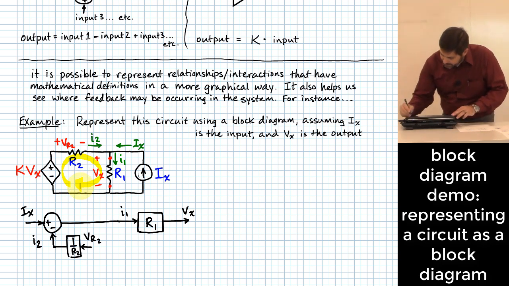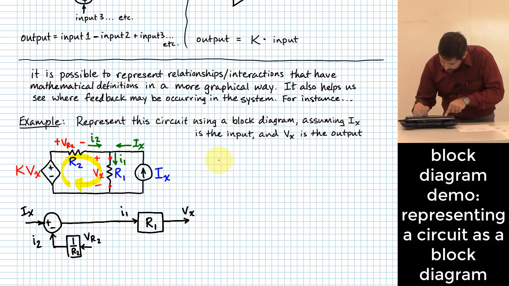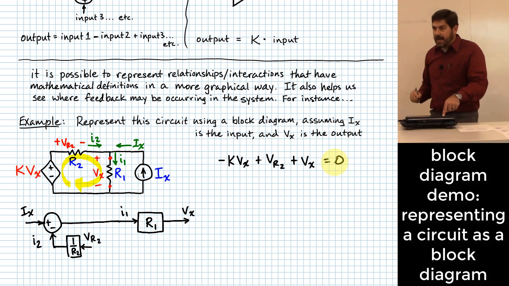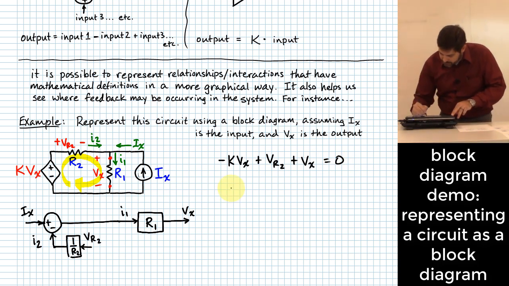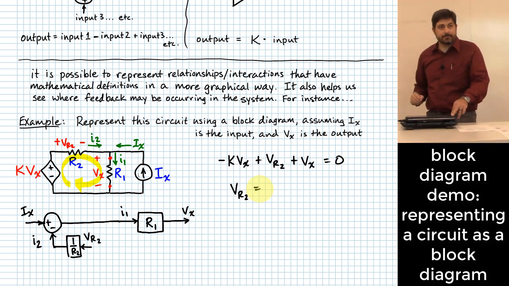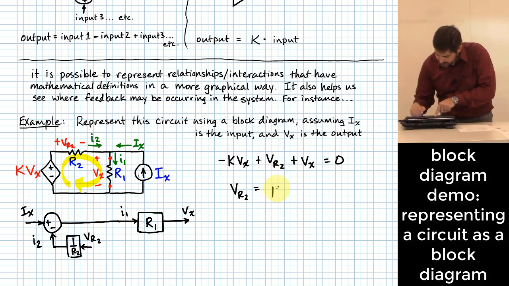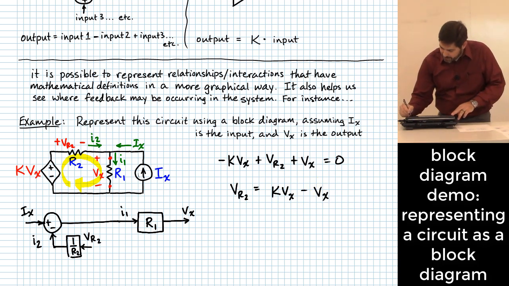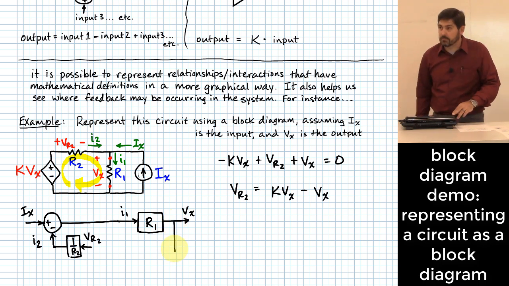Right? That loop says that if I have minus K Vx plus VR2, then what? Plus Vx, that has to be equal to 0. I can take that and I can solve it for VR2, right? What do I have? KVx minus Vx. Is there a way I can get that off of my Vx signal that I have over here?